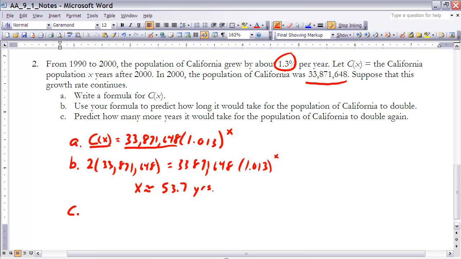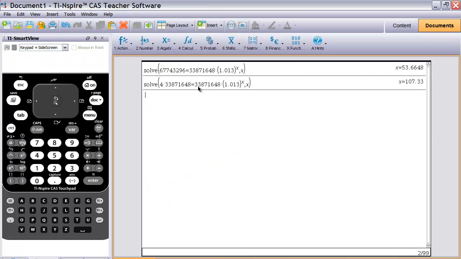So that's about how long it will take for the population of California to double. And then part C says predict how long it will take for it to double again. In essence, that's 4 times my original amount times 1.013 raised to the x power. So I'm going to solve that the same way I solved the last one. I enter solve, and I just put in 4 times my original amount.